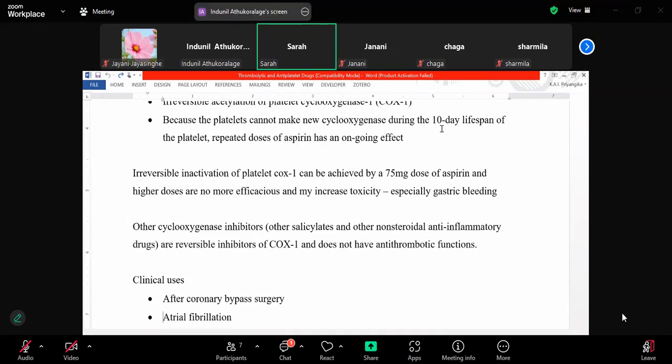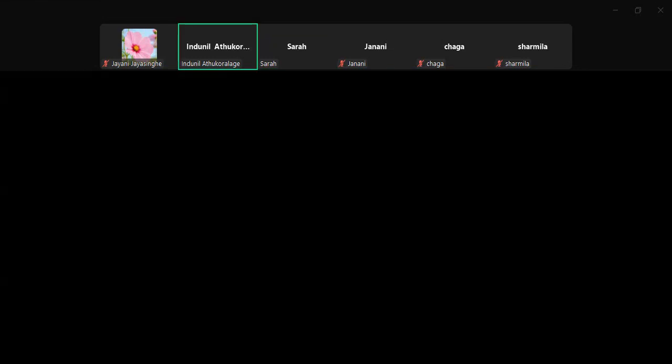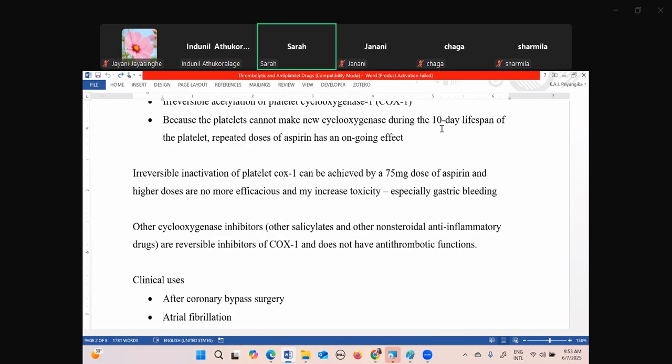That is given as a loading dose. So that is the case. Even patients with diabetes, if they didn't have an attack or a stroke, are also given 75 milligram, because it reduces the risk of getting ischemic heart diseases and the coagulations, right?